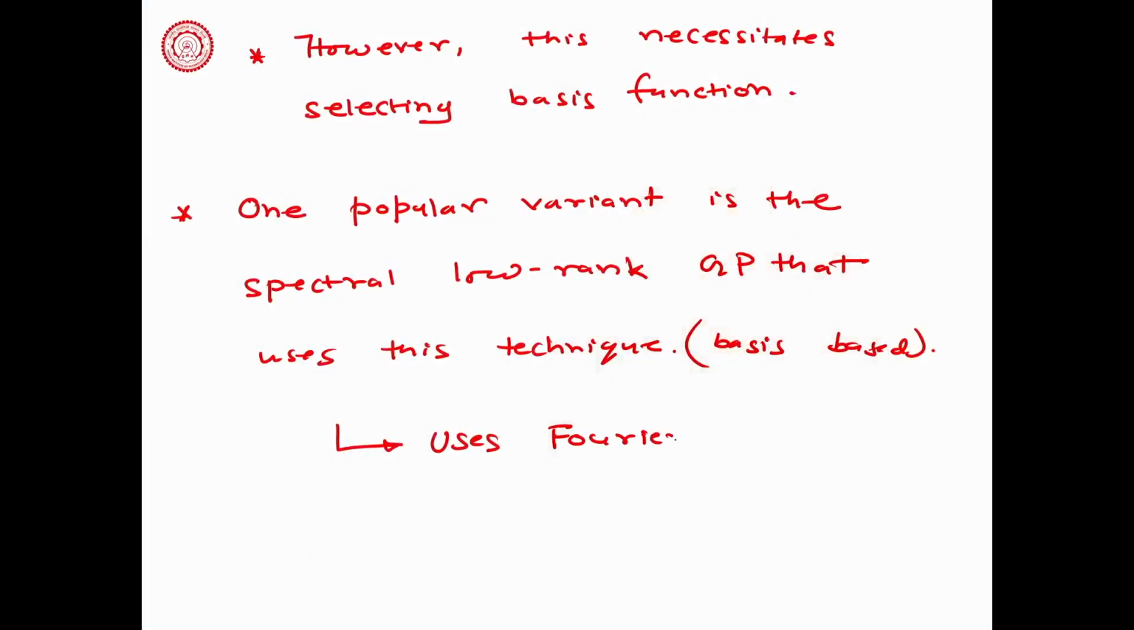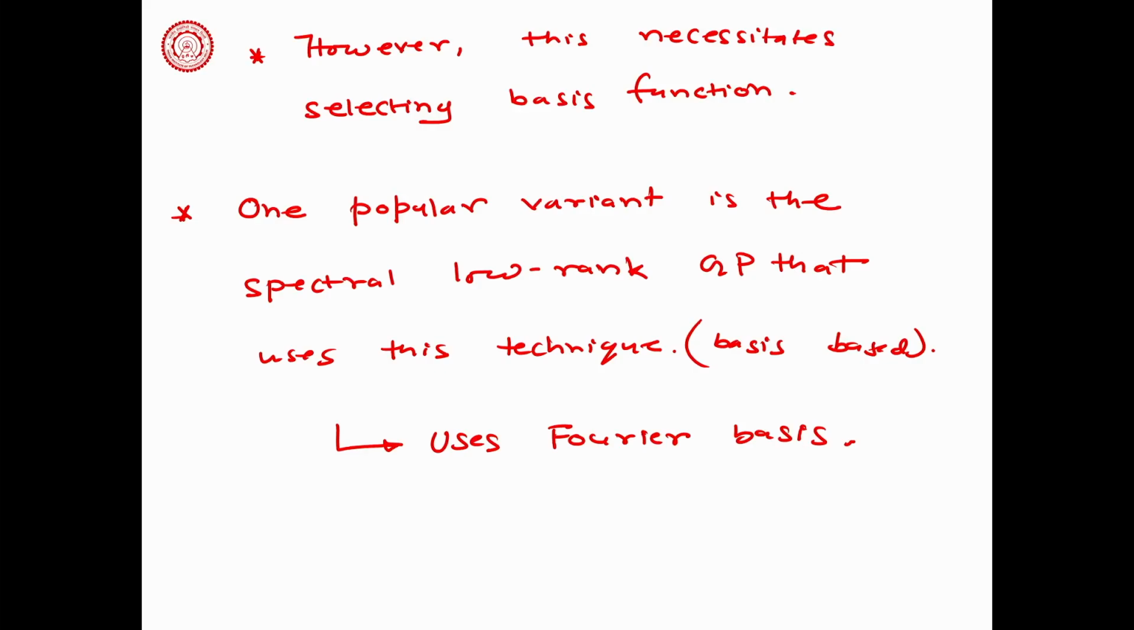So then what is spectral low rank GP in your opinion? You use the Fourier basis, and then using that you formulate k, and then that is already a low rank because you are truncating the basis, and if you do that, that is the spectral low rank GP. So this uses Fourier basis, which is the harmonic basis basically. Okay, so sin x, cos x, sin 2x, cos 2x, all those things will come. Clear? So this concludes our discussion on low rank approximation of GP.